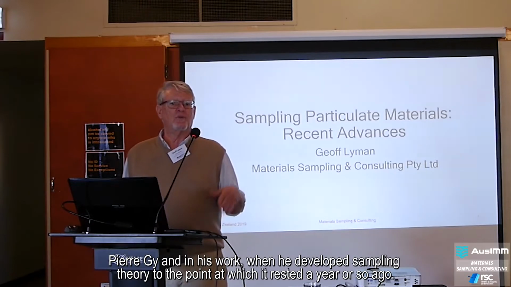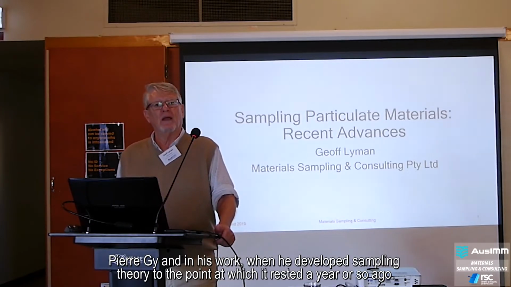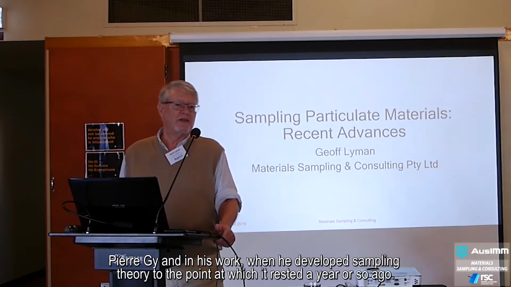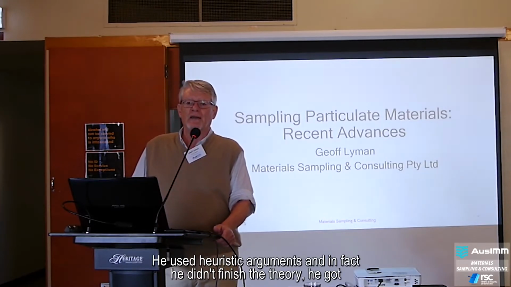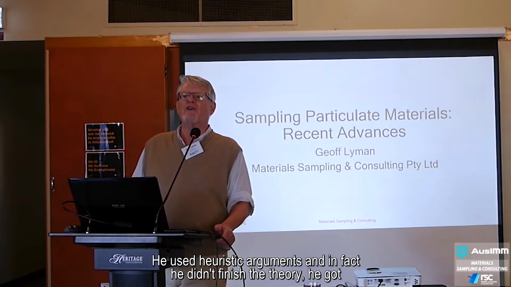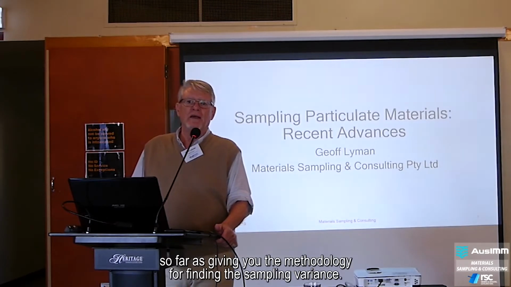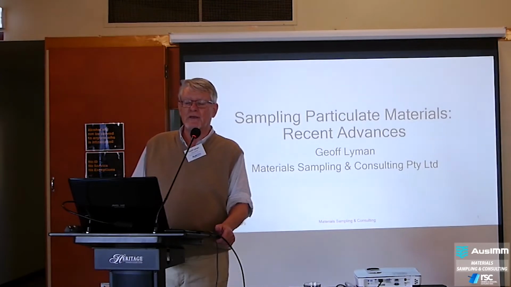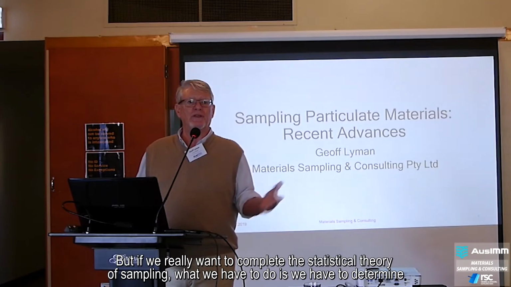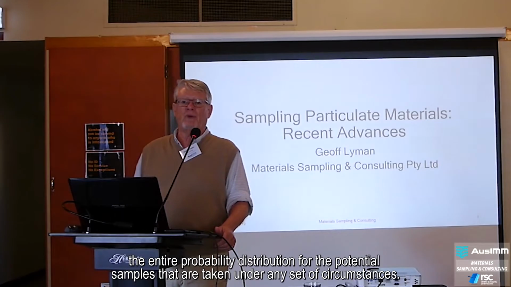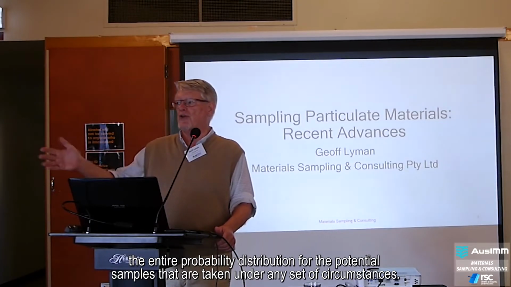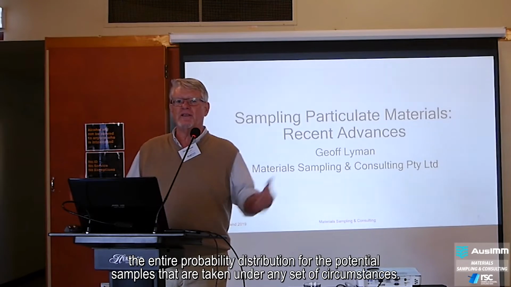Pierre Gy, in his work, when he developed sampling theory to the point at which it rested a year or so ago, he used heuristic arguments, and in fact he didn't finish the theory. He got so far as giving you the methodology for finding the sampling variance, but if we really want to complete the statistical theory of sampling, we have to determine the entire probability distribution for the potential samples that are taken under any set of circumstances.